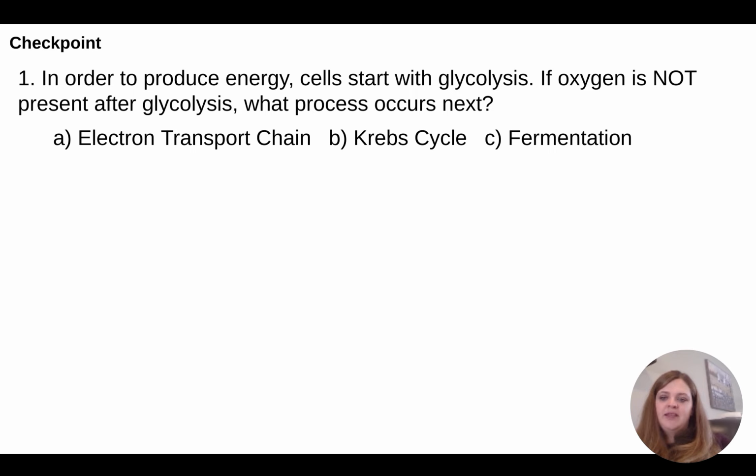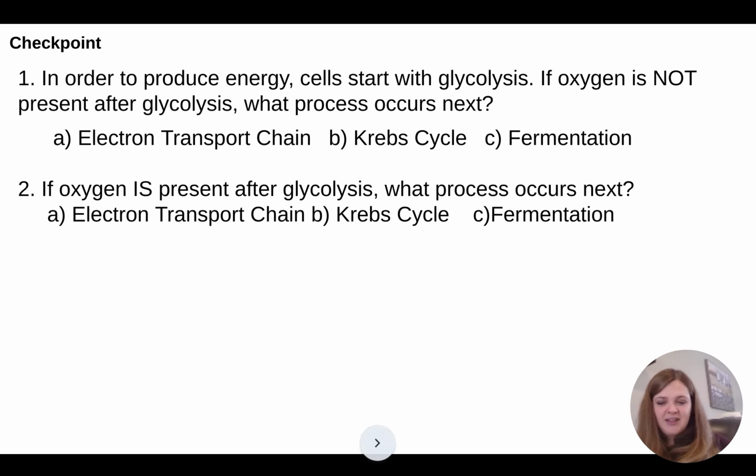The first question, in order to produce energy, cells start with glycolysis. If oxygen is not present after glycolysis, what process occurs next? So if there's no oxygen, is it going to be electron transport chain, Krebs cycle, or fermentation? The answer is fermentation. So if oxygen is present after glycolysis, what process occurs next? Is it the electron transport chain, the Krebs cycle, or fermentation? This would be the Krebs cycle.